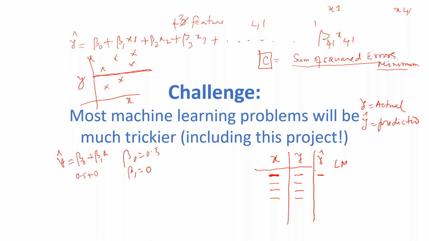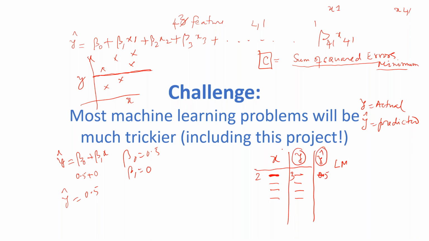This is my y hat. Let's say this x is actually 2 and y is actually 3. Now y hat will be beta 0, 0.5, plus beta 1 x. My beta 1 is 0. So y hat equals 0.5. Okay, so that is my y hat.